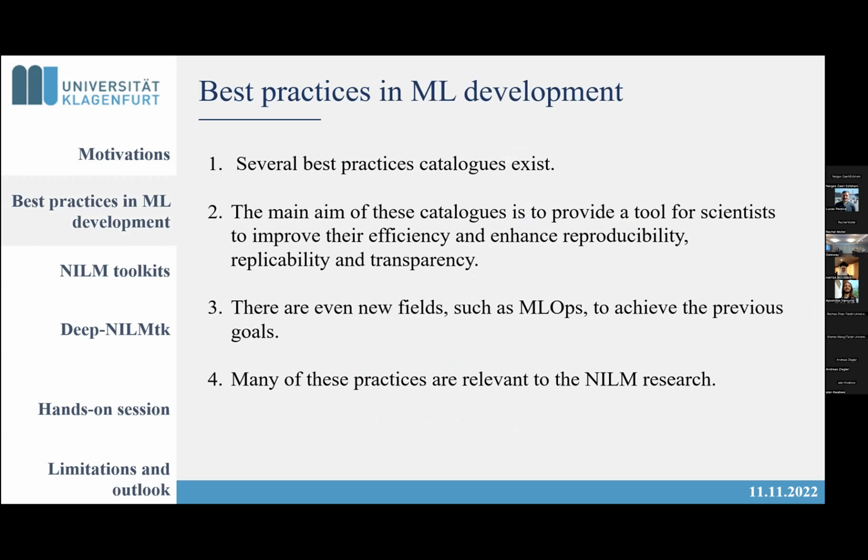And to the best of our luck, we found a lot of papers on the topic that are suggesting best practices catalogs and a lot of checklists that can be used to ensure that the work will be reproducible and replicable. But the main idea was to see what are the tools that could be used by scientists to improve their efficiency when coding and when performing experiments, and to help them save a bit of time. And as I said, that was the focus. Then we found that many of these best practices are very relevant to the NILM research.